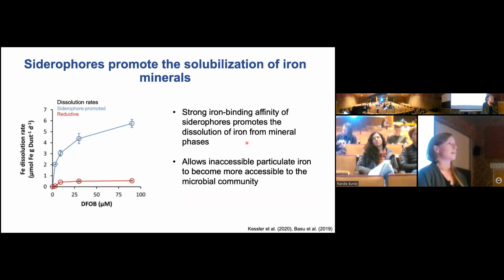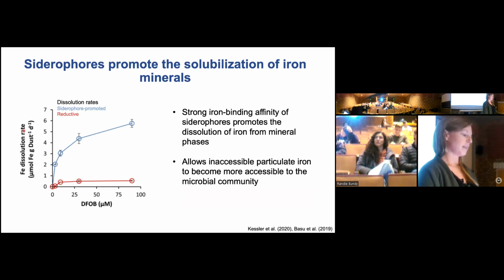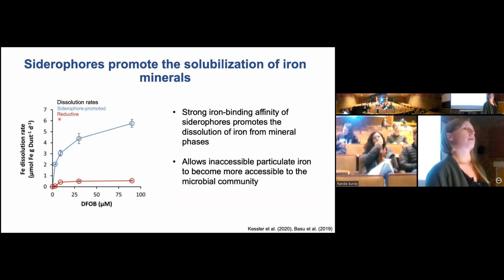Another thing that is unique about siderophores, and why they're often used by bacteria in soil environments, is that they can promote the solubilization of iron from different minerals. So this is showing an iron dissolution rate from dust in the presence of increasing concentrations of one particular type of siderophore called desferrioxamine B. And we see that in the presence of the siderophore, the dissolution rates of iron are much higher compared to simple reductive dissolution. So in the terrestrial environment, organisms produce these siderophores to solubilize iron from the soil so that they can take it up into the cell. And it's used as a strategy to make more inaccessible forms of iron accessible to the cell.